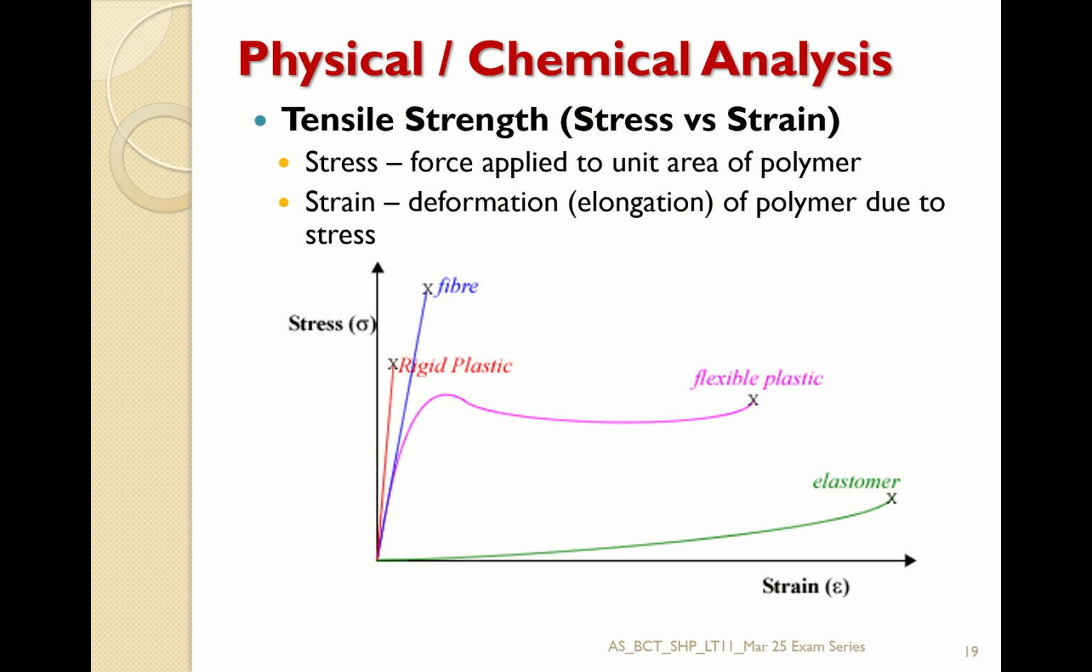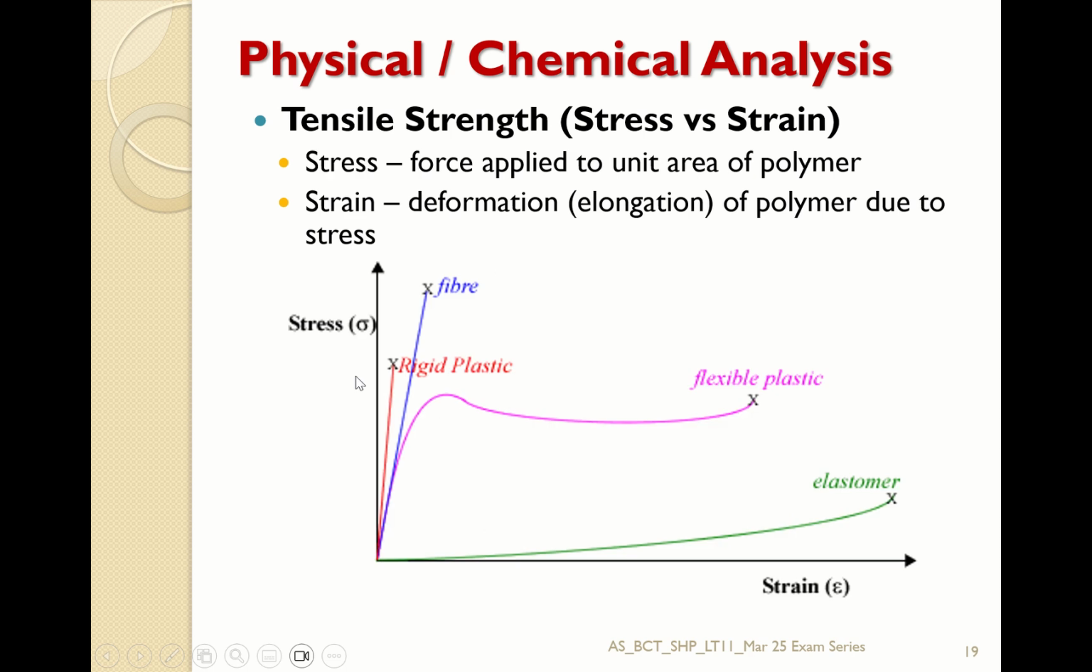So let's see the y-axis first. This is stress, right? The stronger plastic will be higher at this level here. Your fiber is very strong, and rigid plastic is also very strong, so the value of the stress is high. Whereas strain is how long it can be pulled. So definitely your elastomer can be pulled very long.